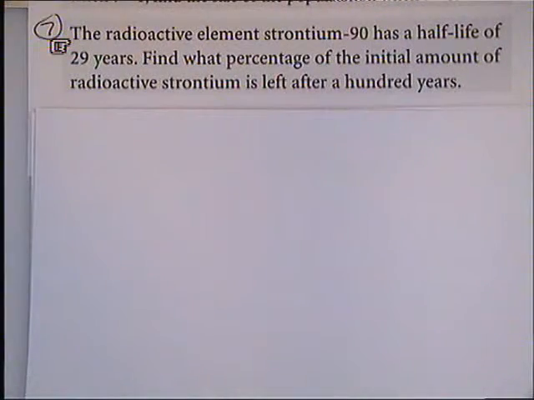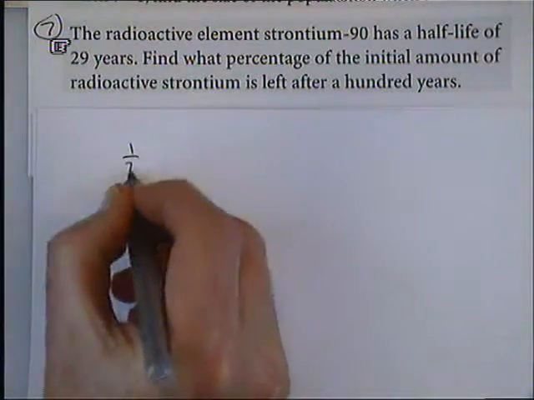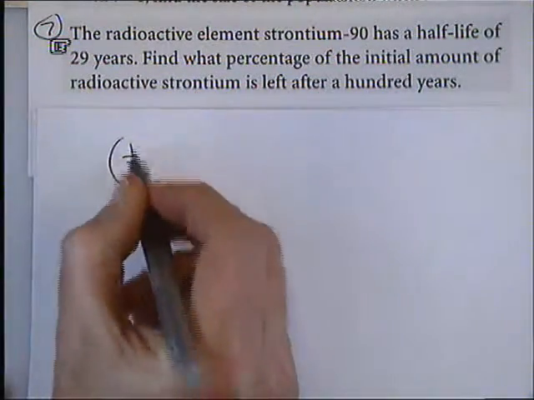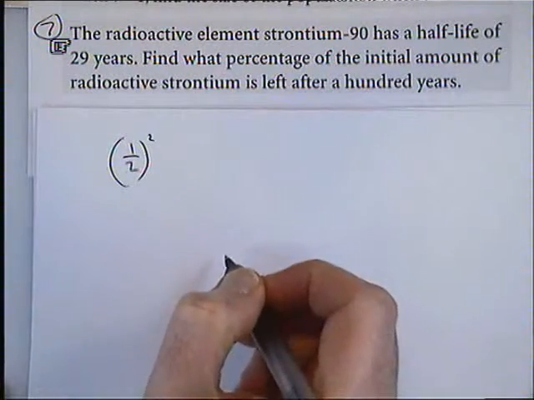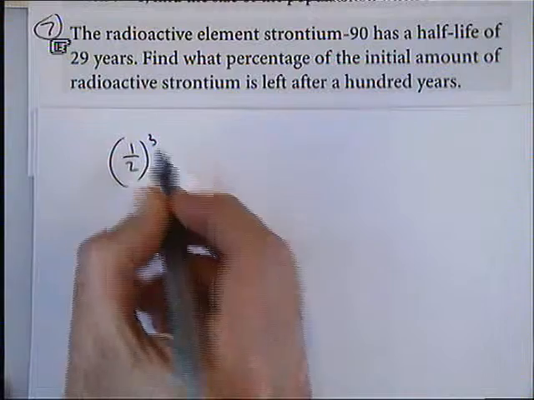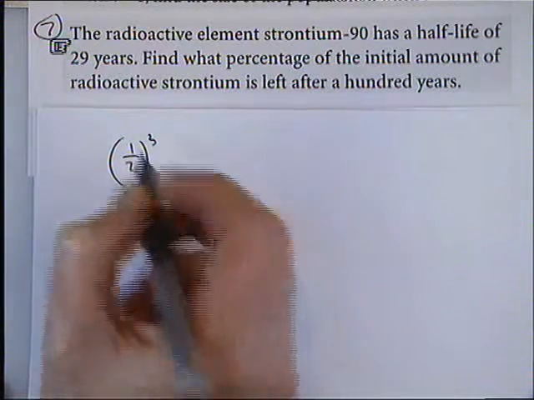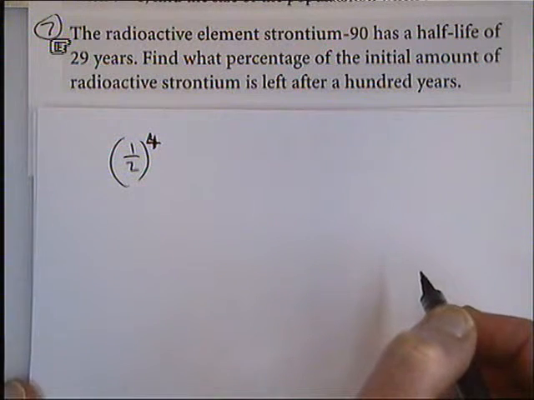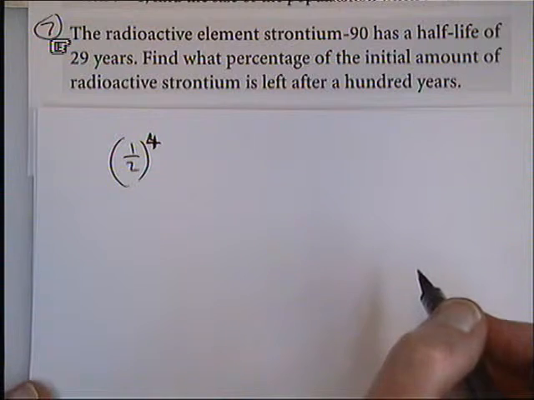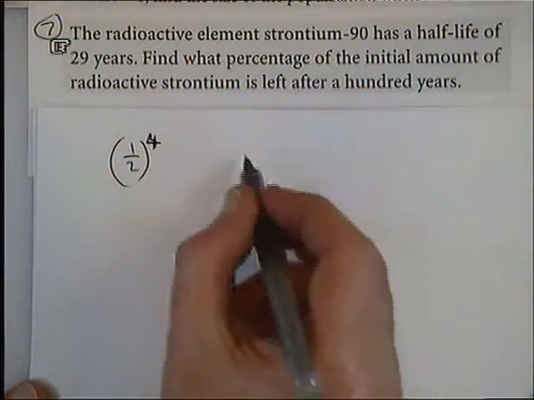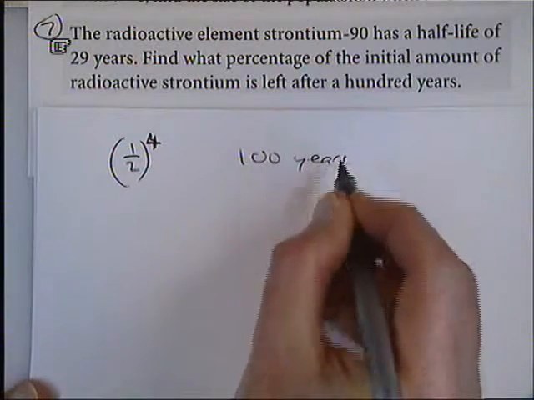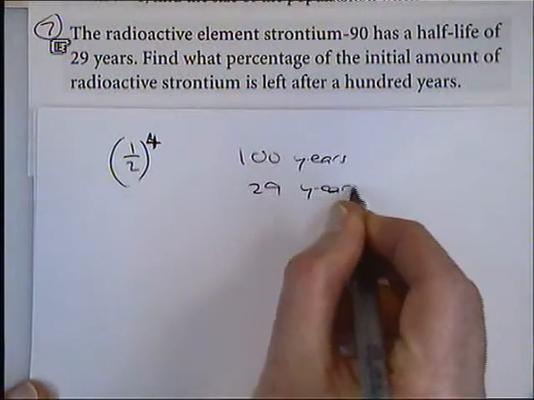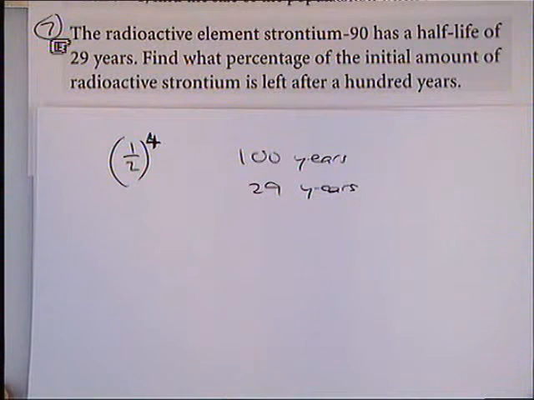There's the question, okay? It's talking about half-lives. If it talks about half-life, after 1 period of time, it's a half of what it was. After 2 half-lives, it's that much of what it originally was. After 3 half-lives, it's that much of what it originally was. After 4 half-lives, it's that much of what it originally was. How many half-lives are we interested in this question? We're interested in 100 years, and a half-life is 29 years. How many half-lives are we interested in?